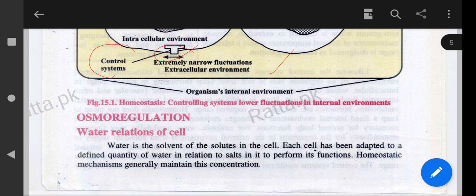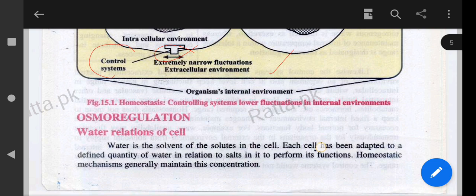And when there is more water inside the cell and there are more salts outside the cell, or we can say in the interstitial fluid there are more salts or solutes, then the environment surrounding the cell will be called the hypertonic environment, or hypertonic surroundings.